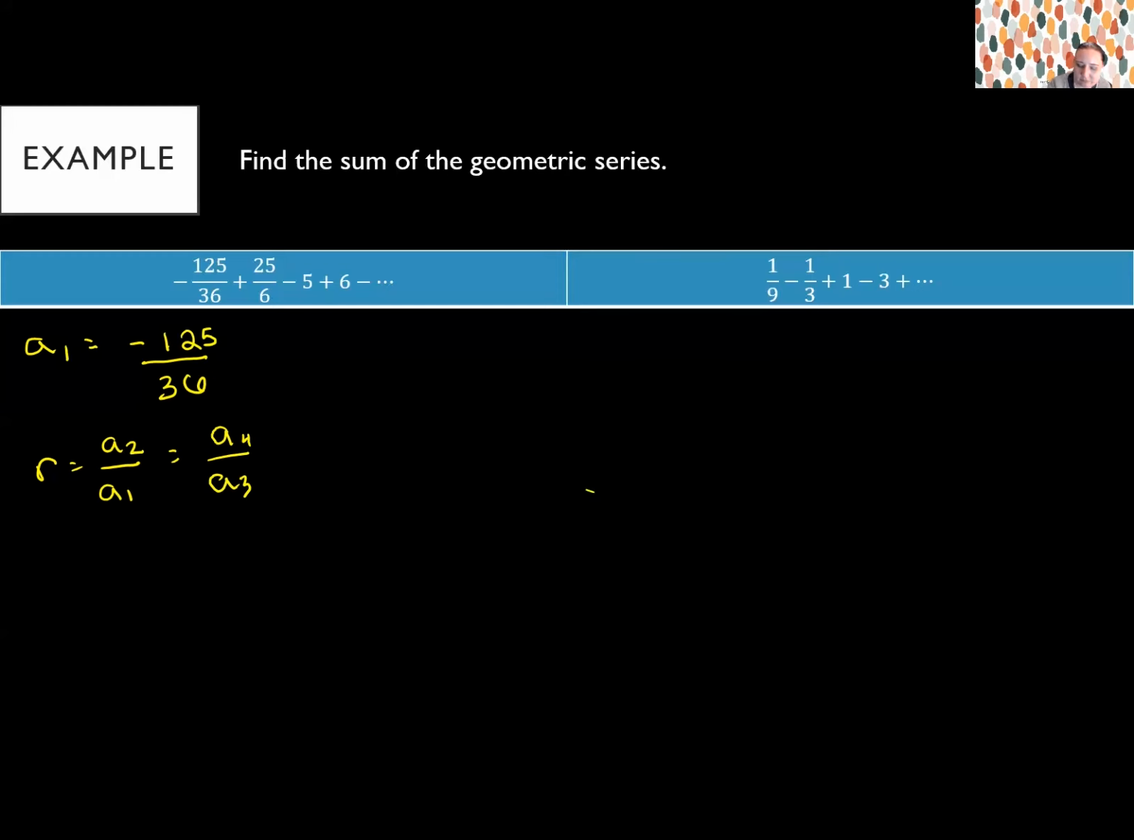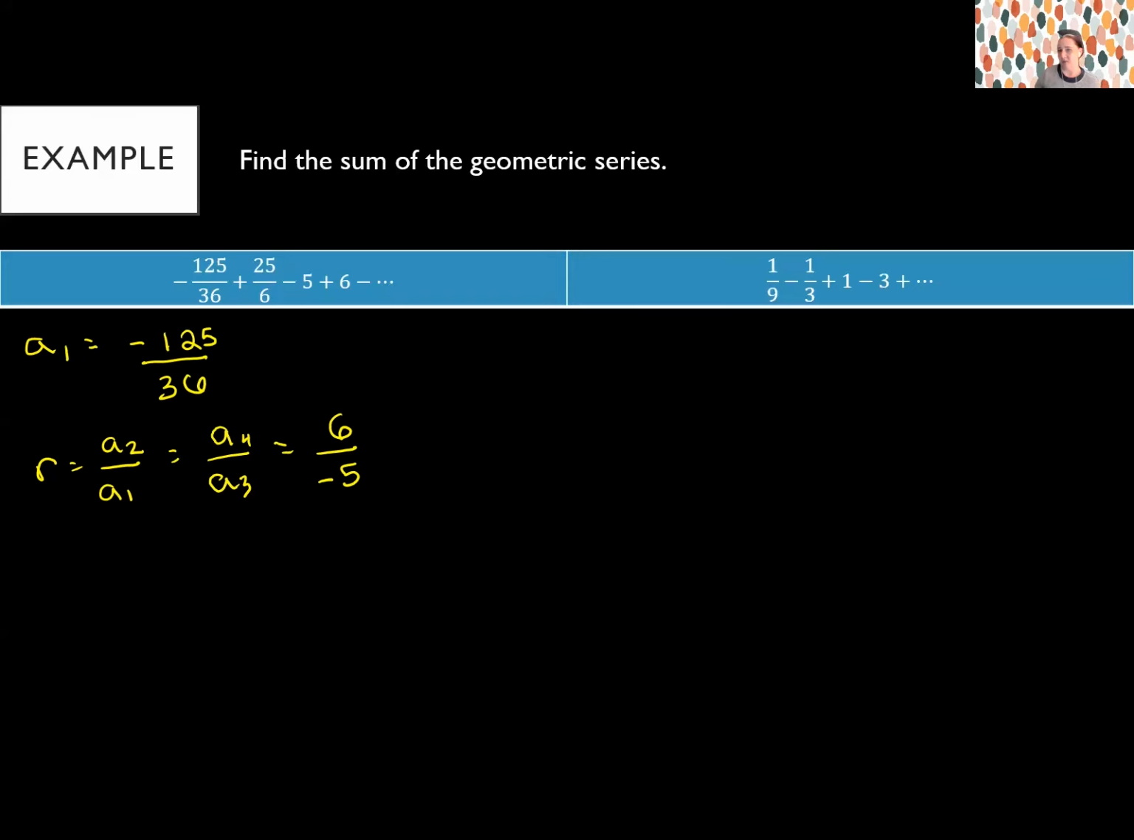A4 is 6, and then A3 is a negative 5. So you have to include that negative there. And so there we go, negative 6/5. I'm not going to bother going through the 25/6 divided by negative 125/36, but it will get you the same thing.